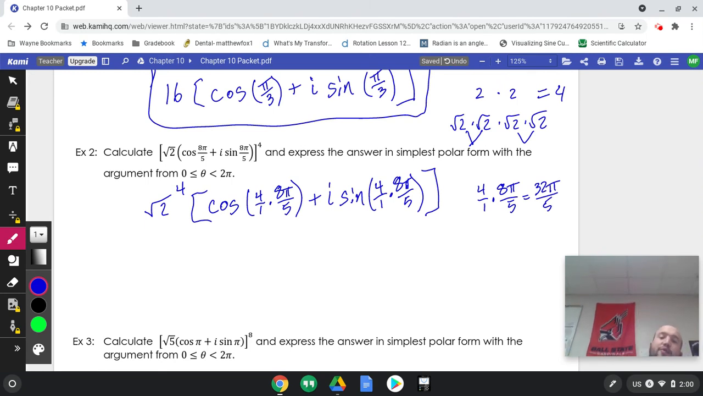At this point, hopefully you know 32 pi over 5 does not fall between 0 and 2 pi. If you aren't sure, here's how you can quick check. Whatever your denominator is, double it. So 5 times 2 is 10.